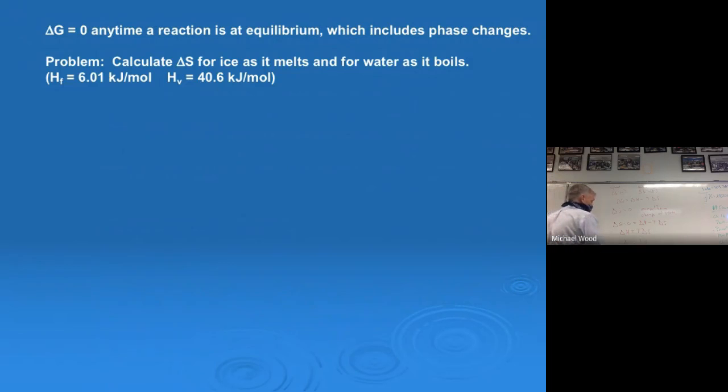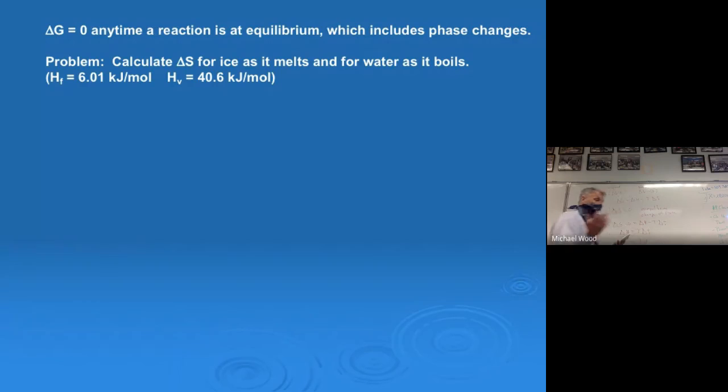So for ice, the delta H value here is 6.01 kilojoules per mole. And what temperature does melting occur at? It occurs at 0 Celsius. But we want to get this into Kelvin, so in Kelvin it would be 273 Kelvin. And so if I do this on my calculator, I have 6.01 divided by 273, which gives me 0.0220.